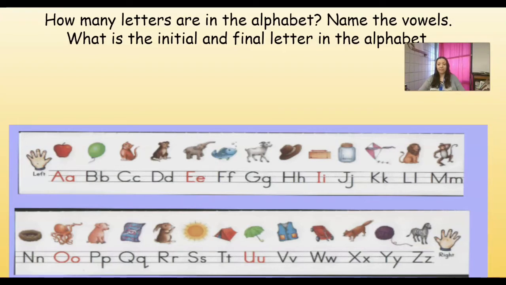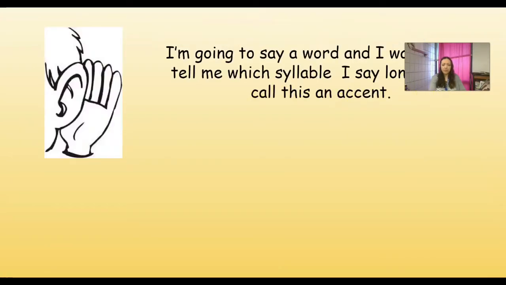So what we're going to do real quick is say our alphabet in a really funny way. Are you ready? When you see a vowel, you're going to whisper, and a consonant, you're going to say it loud and proud. We can start with A as a vowel. B, C, D, F, G, H, J, K, L, M, N, P, Q, R, S, T, V, W, X, Y, Z. Very good.